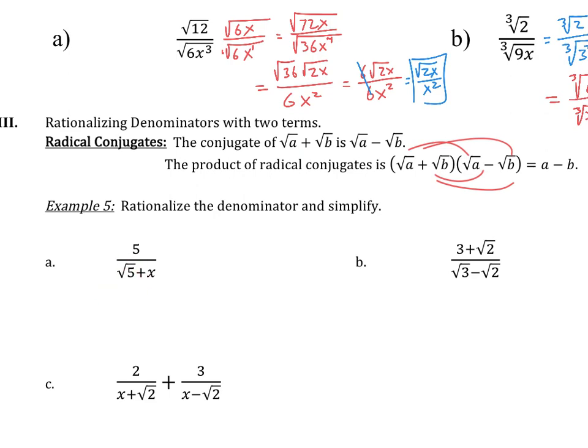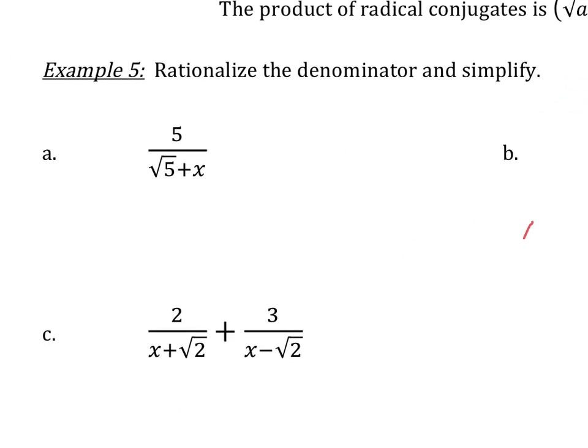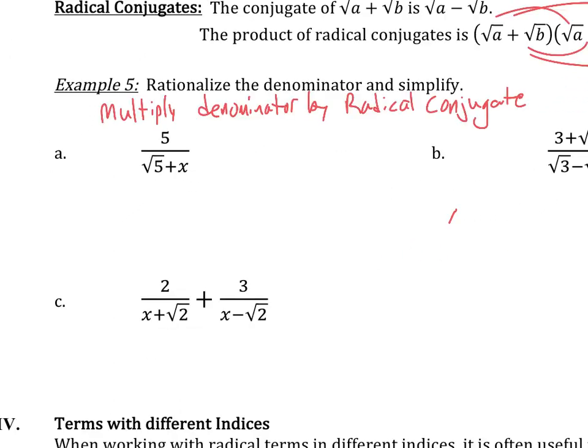So here we have a fraction, and we don't want any radicals in the bottom. So we've got to make the square root go away. To do that, we're going to use its radical conjugate. So the key is to multiply the denominator by the radical conjugate. So let's multiply the denominator by the square root of 5 minus x. And what you multiply the denominator by, you've got to multiply the top by: the square root of 5 minus x.